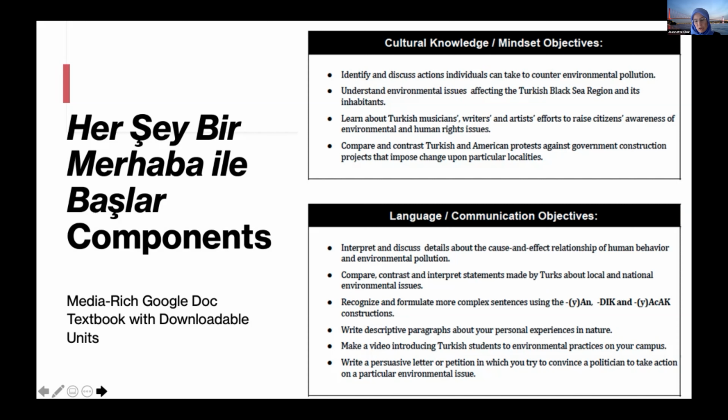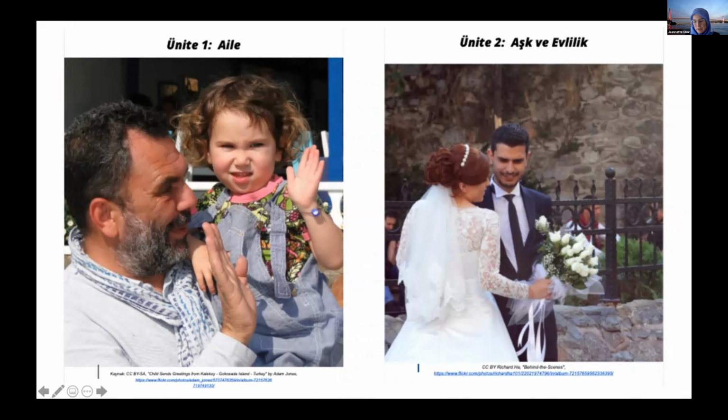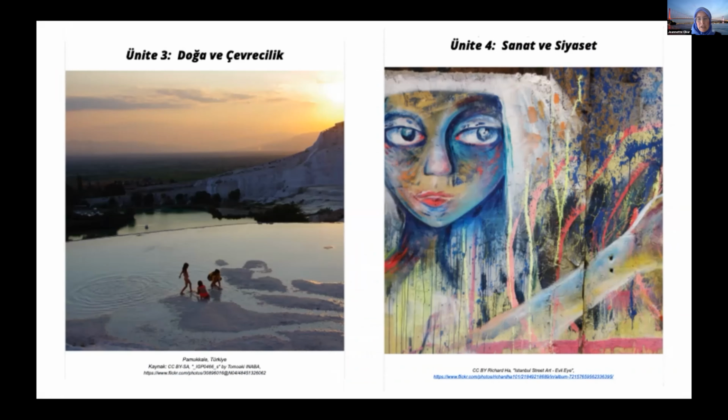The materials encourage learners to use language, as you can see in these objectives, to investigate, explain, and reflect on the relationship between contemporary Turks' socio-cultural practices, products, and their perceptions of 4 big areas. The first is family and family relations. Second is love and marriage, especially as reflected in film and folk literature. The third area is the natural environment, social activism. And the fourth is Turkish relationships to the arts, film, and politics.